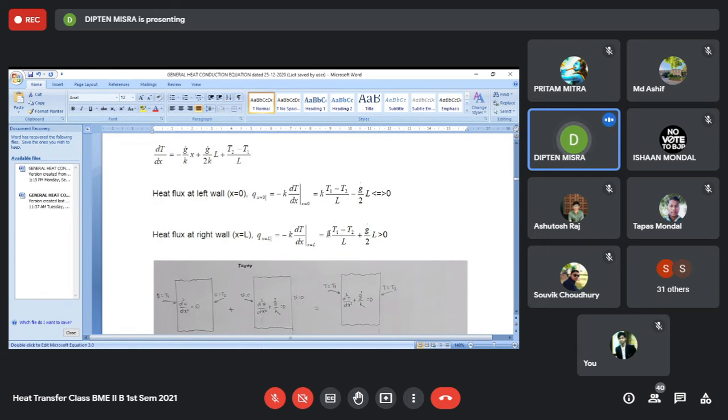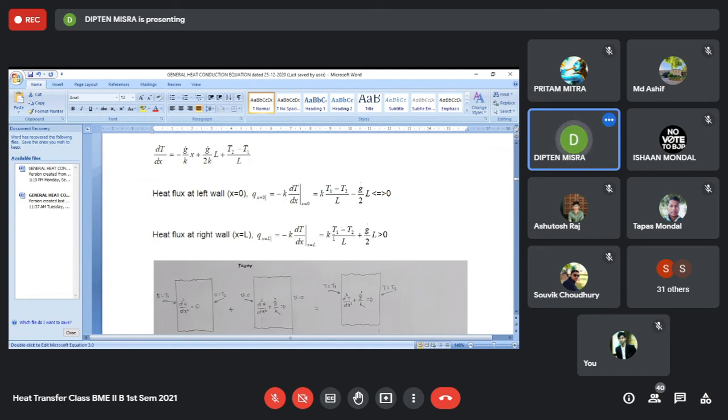So what it indicates is that because it is a steady state problem, because it is a one directional heat conduction problem, whatever heat flux enters through the left hand side wall, the same heat flux has to leave through the right hand side of the wall, because the two areas are the same. What is the heat transfer rate? That will be equal to K into A into (T1 minus T2) by L, and here also the heat transfer rate will be equal to K into A into (T1 minus T2) by L.